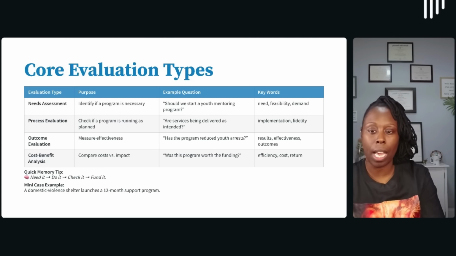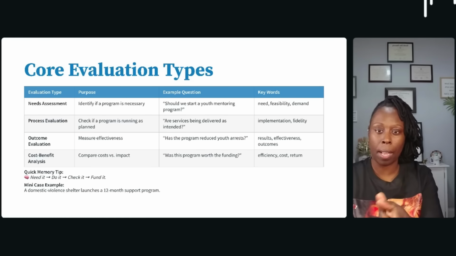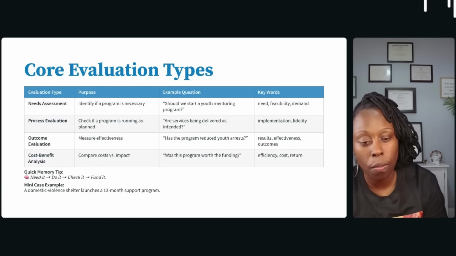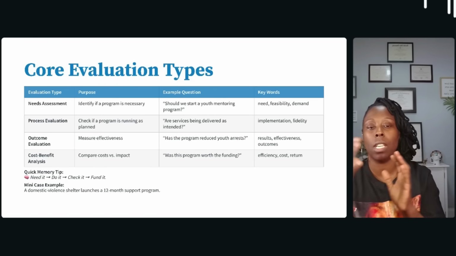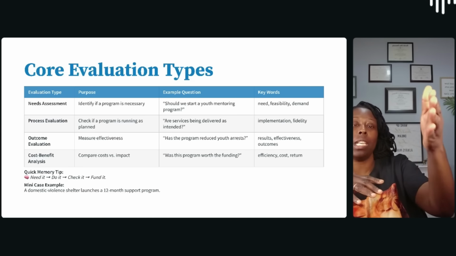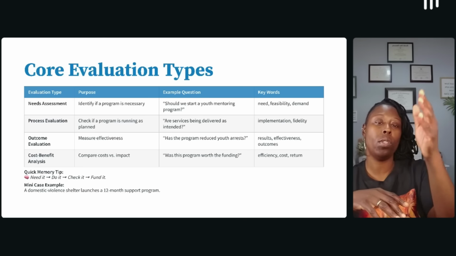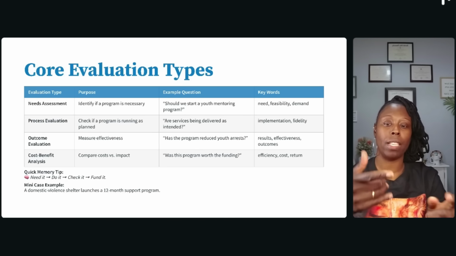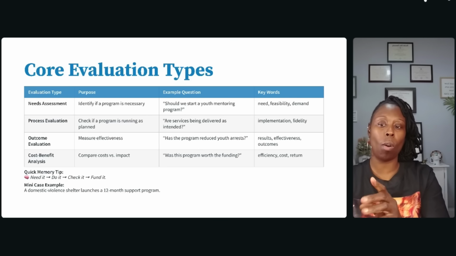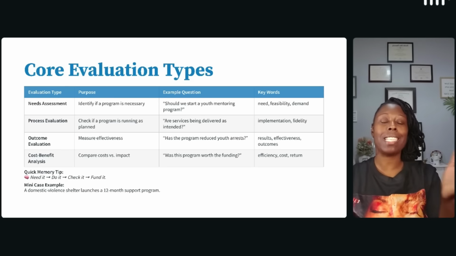All right. So, cost benefit analysis compares cost versus impact. The example would be, was the program worth the funding? And the keywords would be efficacy, cost, return. So basically, when you see these keywords, you're thinking about the type: is it needs, is it process, is it outcome, is it cost benefit analysis? That's kind of how you do it.